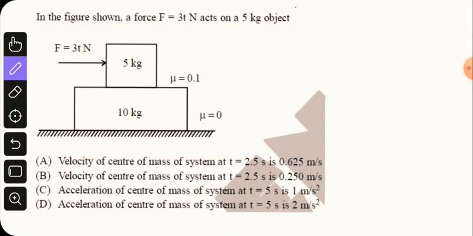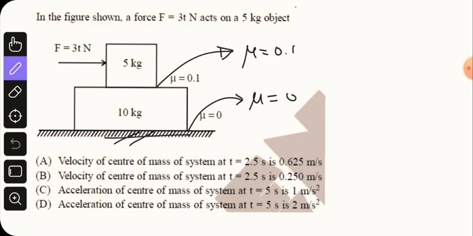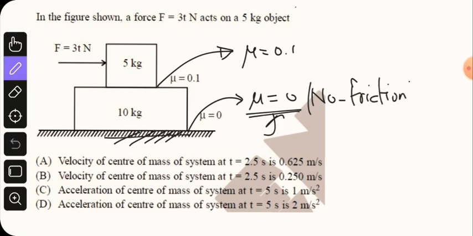So the question says a force F of 3t Newton is acting on a 5 kg block, and there is also friction between the two blocks; the coefficient of friction is given as 0.1, and the friction coefficient between the lower block and the surface is 0, which means there is no friction on the bottom. Now the following questions are asked. The first question is about the velocity of the center of mass of the system, and the second question is about the acceleration of the center of mass at a given time, at 5 seconds.